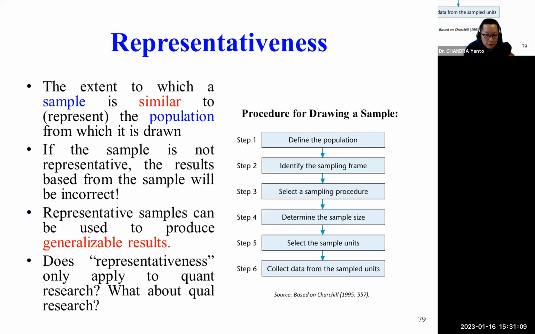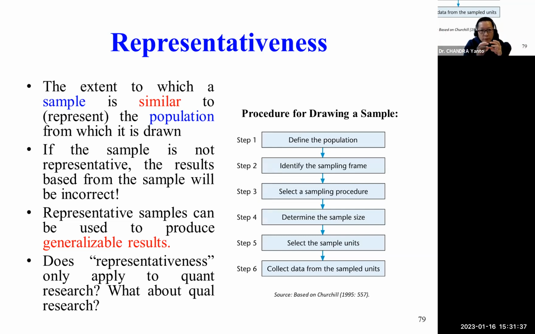Now, when you talk about sampling, you want to have a representative sample, right? So a representative sample is when the sample is similar to the population that you are drawing from, that you are studying. If your sample is representative, it's easier to achieve generalizable results. Generalizable means, let's say the whole population is 30,000 people. You only study 300 people.